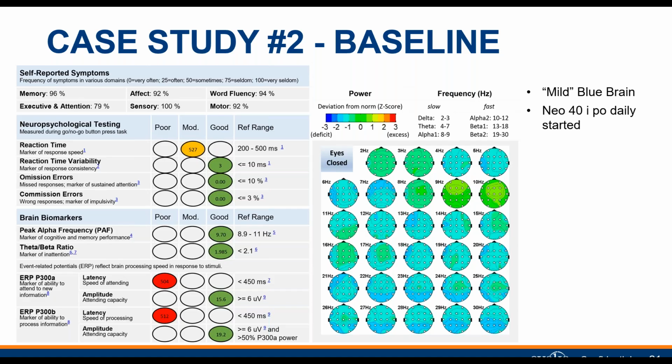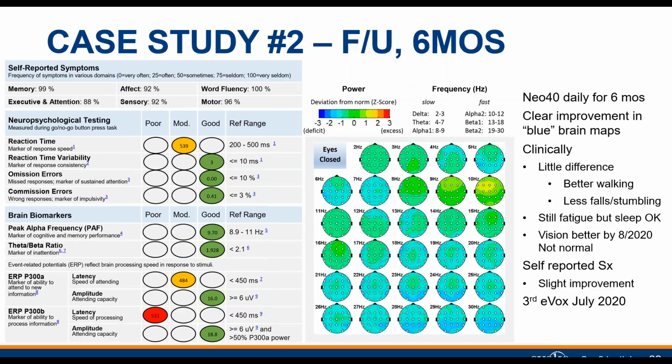And then we had a repeat, I think, roughly 6 months later from this baseline study. And here's the follow-up, and you can't tell right away, but there's more green in this study than in the initial one. The other parameters stayed the same with the peak alpha and P300A and P300B. Clinically, again, she didn't say a whole lot. She did say her walking was better, and she was having fewer falls for sure. The fatigue, she said, she still had, but was sleeping well. And then the vision, there weren't really any changes in her Uhthoff's phenomenon that kind of started this whole process.